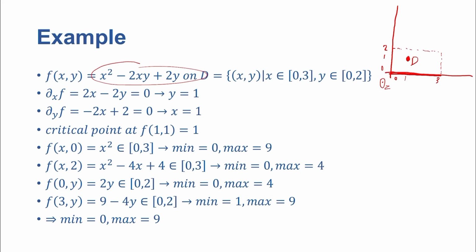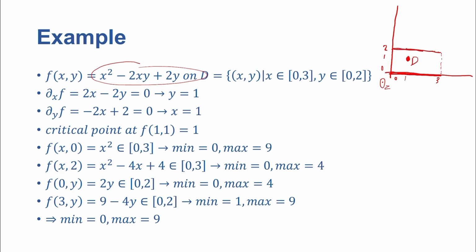So x squared is always increasing as x is between 0 and 3. So the minimum value that this function can take is 0, and the maximum that this function can take is 3 squared, which is 9. So we found our minimum and we found our maximum for this leg. Now we find it for the next leg. So we're going to find it for this leg here.